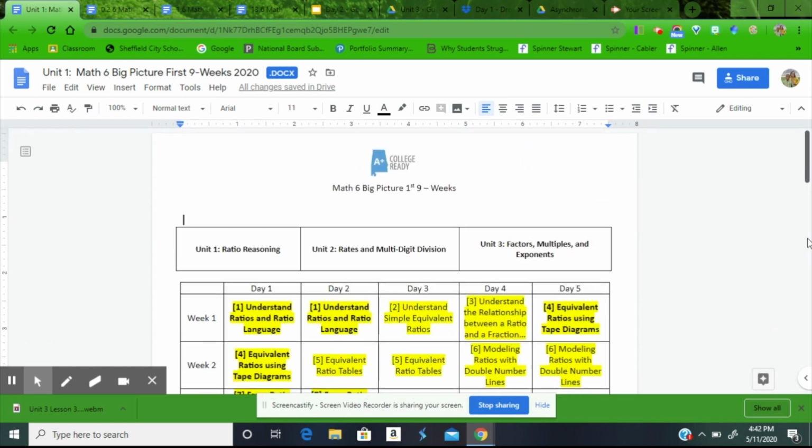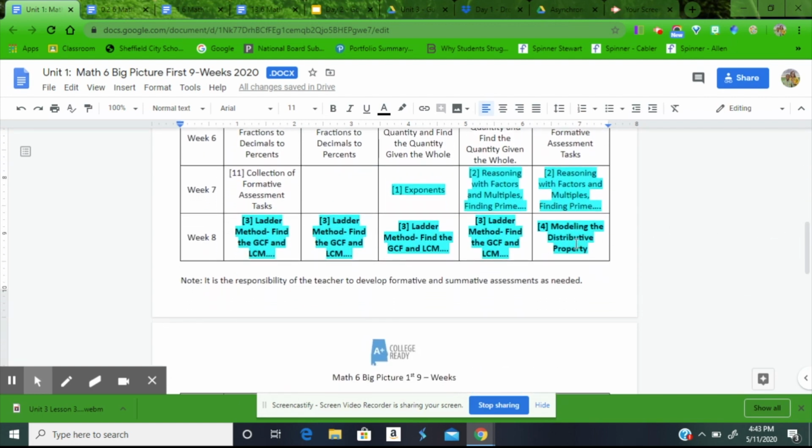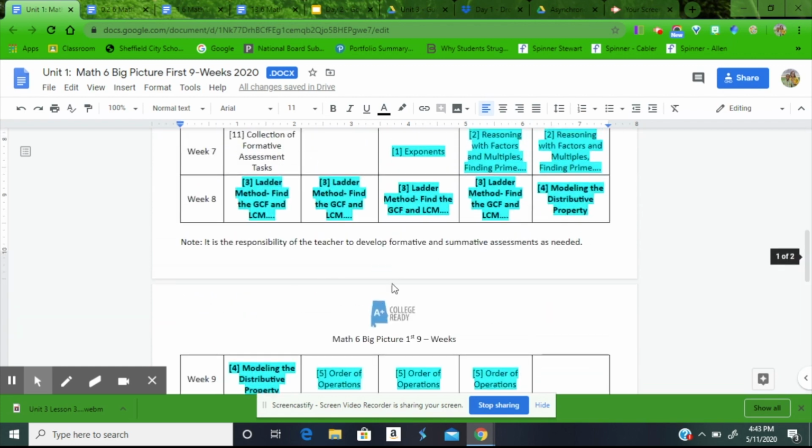Again, this is the first 9 weeks, and you'll see Unit 3 wraps up the first 9 weeks for us. If we scroll down to the bottom here, you'll see that Lesson 4 is Modeling the Distributive Property, and it covers 2 days of instruction.